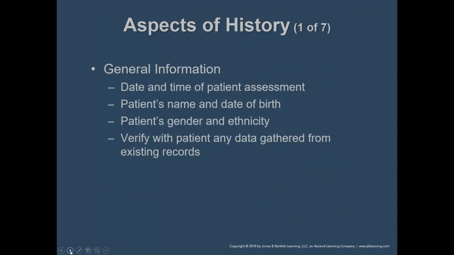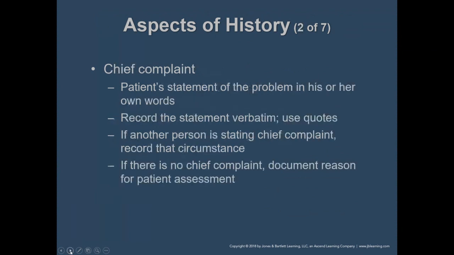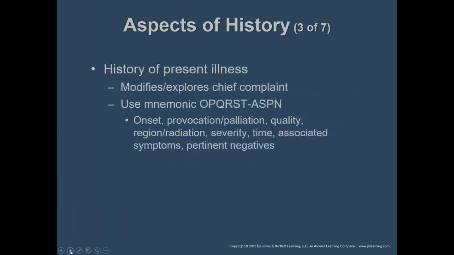So again, I'm going to fly through this. General info, you know what to get. Chief complaint, you know how to get that, and hopefully you're doing it the right way. OPQRST-ASPEN: if you're not familiar with the ASPEN part, that's associated symptoms and pertinent negatives. So, chest pain: we use the OPQRST-ASPEN associated symptoms. Do you have nausea and vomiting?